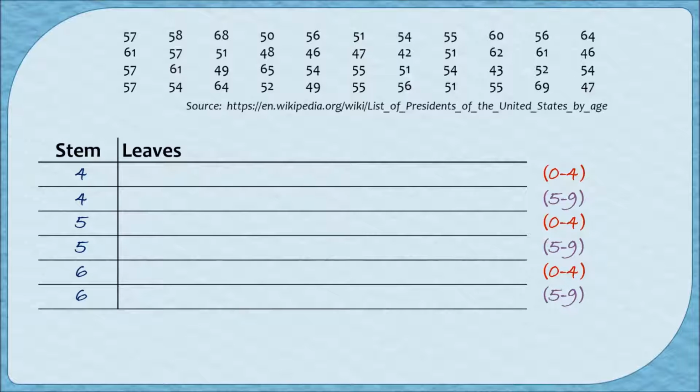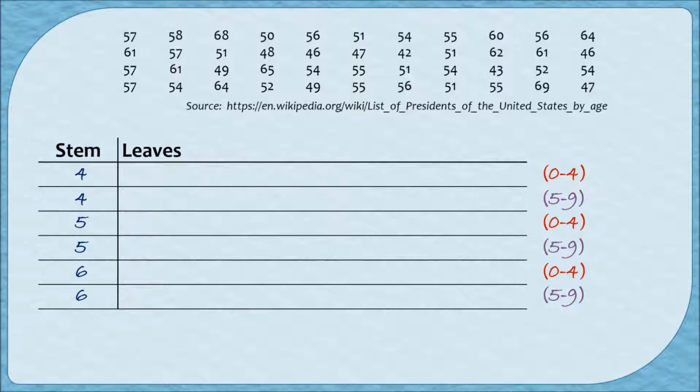If you want to think about this in terms of categories for a histogram, our first row for the 4 really represents the numbers from 40 to 44, and the second row of 4 really represents the numbers 45 to 49. Then our third row will be 50 to 54, followed by 55 to 59, 60 to 64, and then 65 to 69. That's essentially what we're doing here.